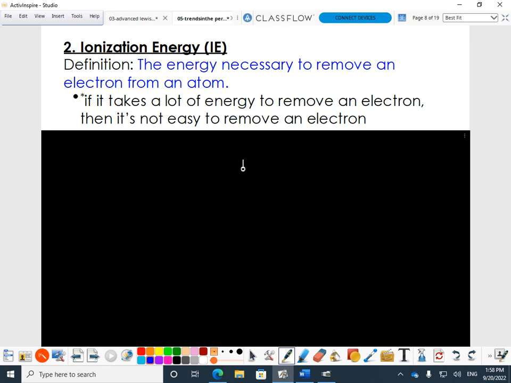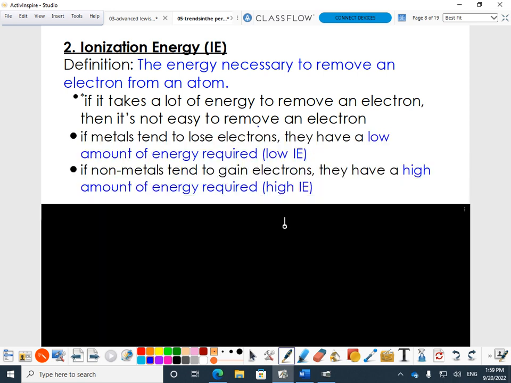So for this trend, one of the things you can do is think about a piece of information that you already know. If metals tend to lose electrons, we already know that they tend to lose electrons. Should it take a lot of energy to do that compared to nonmetals? No, that doesn't make sense. Why would they tend to lose electrons then? Atoms do not want to waste energy. Okay, so metals tend to lose. They have a low amount of energy required. If nonmetals tend to gain, they have a higher amount of energy required.